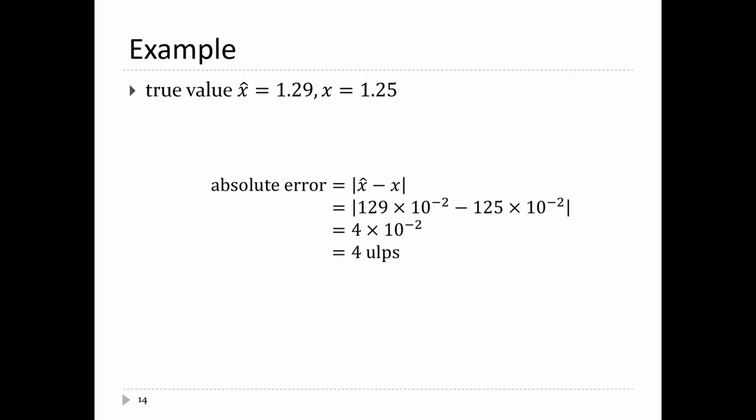The unit in the last place of this number here is your error in ULPs. Now, it's a little bit deceiving. If this number were bigger, then that whole thing would be the error in ULPs. So the key part here is to make sure that those two exponents are always the same.